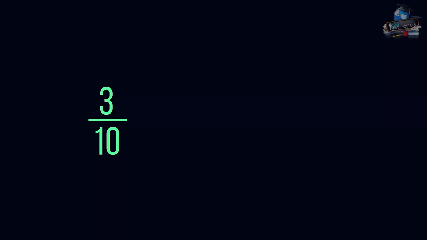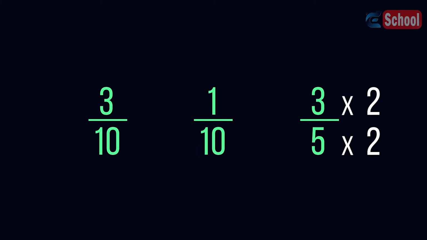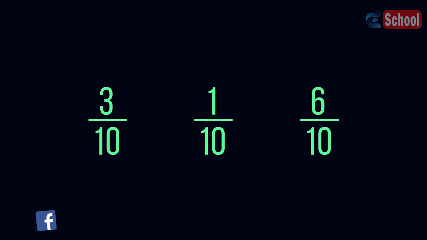Take for example the fractions 3/10, 1/10, and 3/5. The first thing to do is to find the least common denominator. The LCD here is 10, since 10 is both a multiple of 5 and 10. The fractions then become 3/10, 1/10, and 6/10.